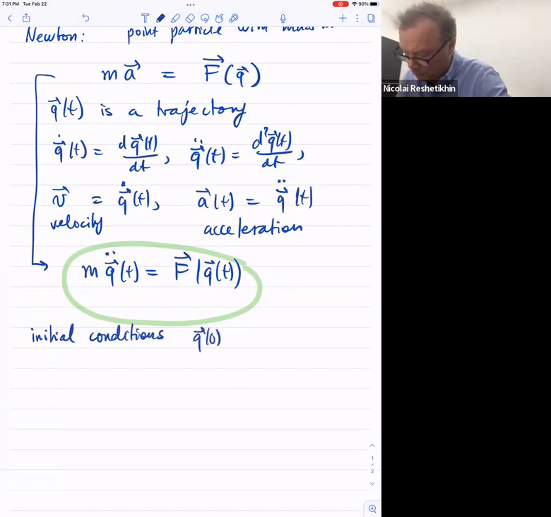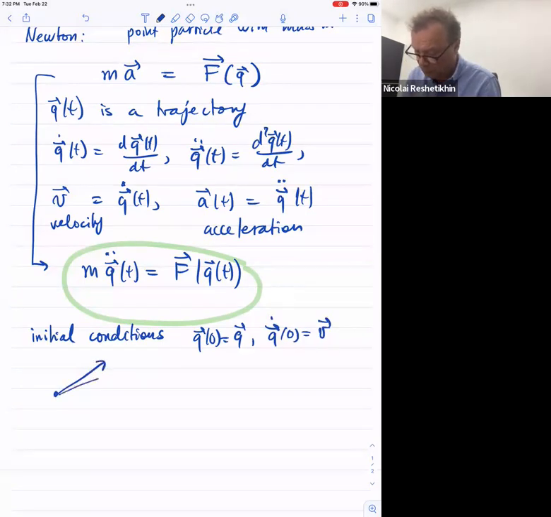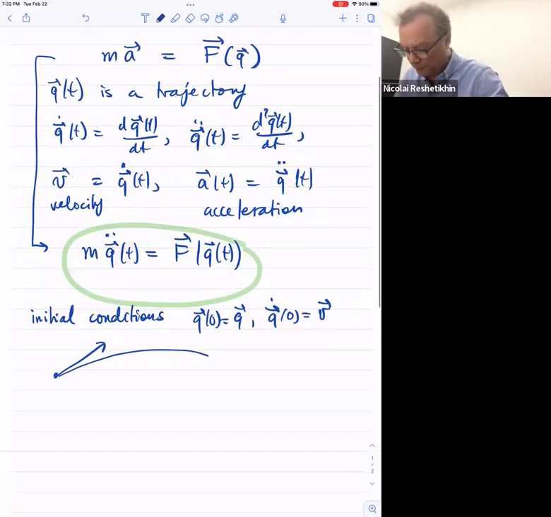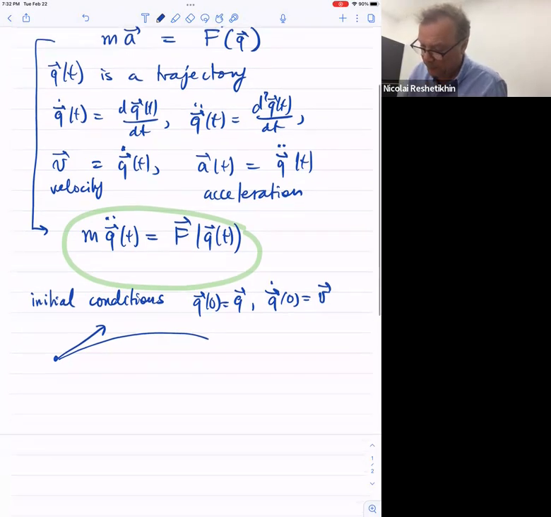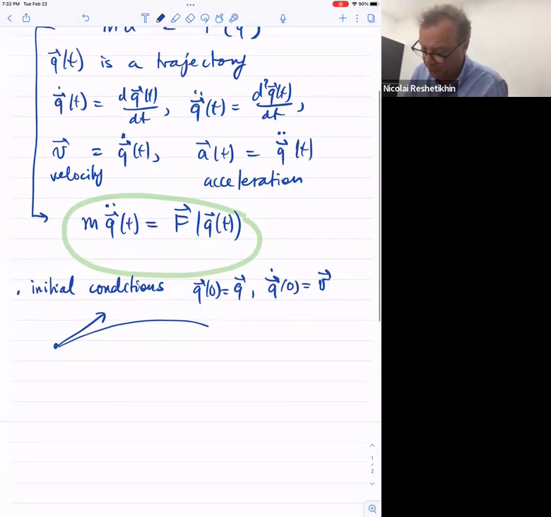that's q0 is fixed and q dot 0 is fixed. So we fix the coordinate and the velocity, and then this determines a trajectory of Newton's point particle in the vicinity of time equals 0, where the solution exists from the mathematical point of view. So this is the initial condition.